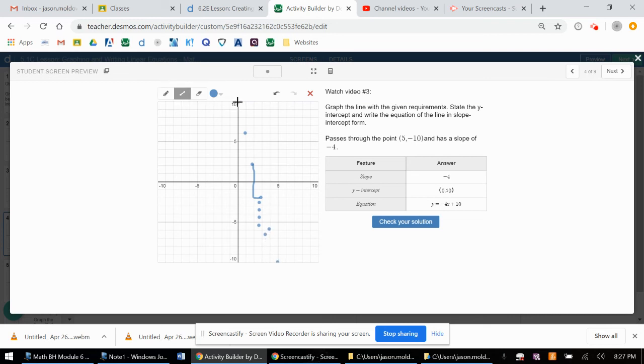So now, since we went edge to edge in this graph, we should have a pretty accurate graph that when we click check the solution, man, it's right on top of that line that we just sketched in.